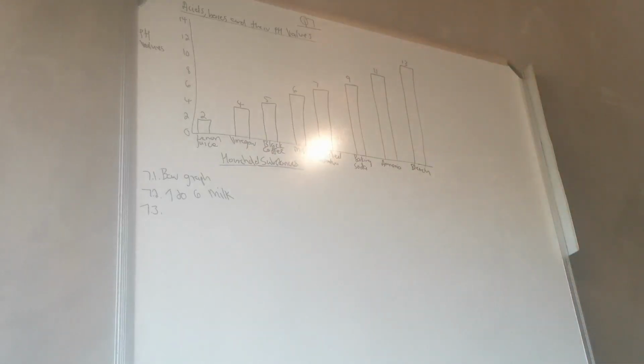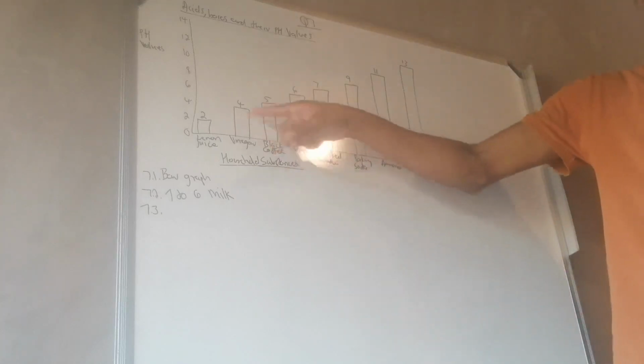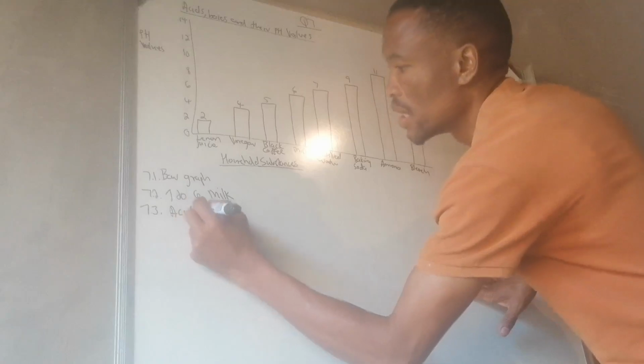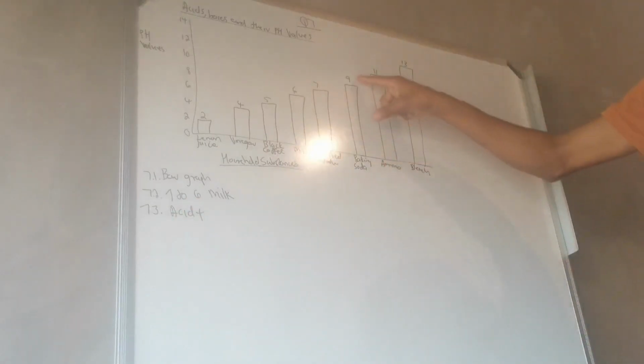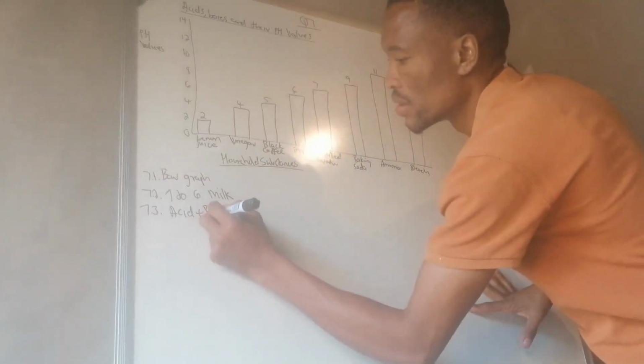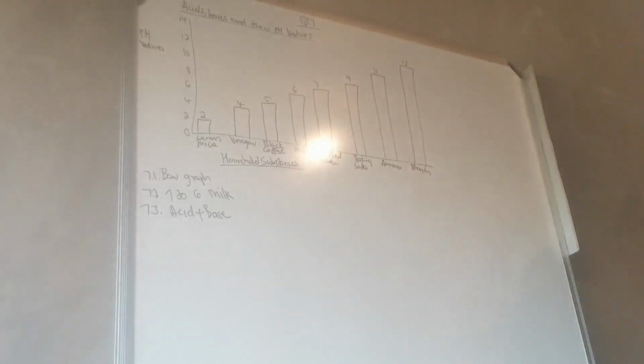7.3. Predict what will happen if you add vinegar to baking soda. If you add vinegar to baking soda, what do you think is going to happen? Now let's check based on the graph. If I take vinegar, which is an acid, and I am adding baking soda, which is a base, what is going to happen here?